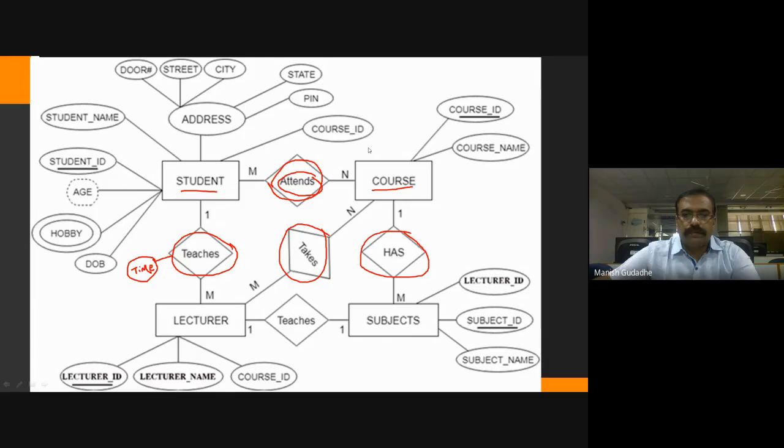So this is about the ER model. The next model is the relational model that we'll see in the next lecture. Today we'll stop here.